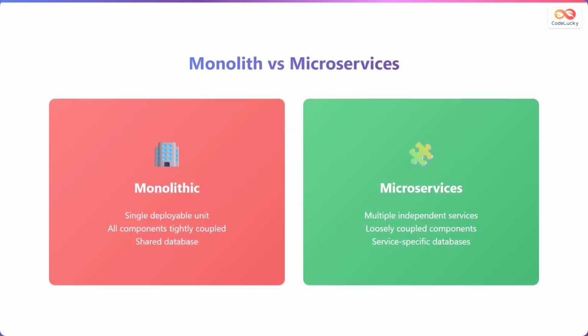Let's compare monolithic and microservices architectures. A monolithic application is a single deployable unit where all components are tightly coupled and share a database. In contrast, microservices consist of multiple independent services with loosely coupled components and service-specific databases.